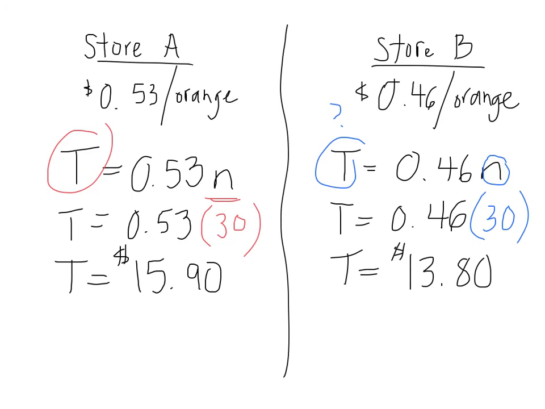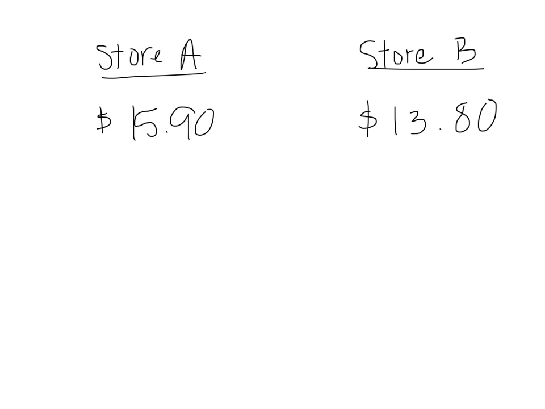This is much easier to compare now that we're using the same number of oranges. Which store ends up being cheaper? Correct, store B is cheaper. Well, the question said, by how much is it cheaper? So let's figure that out. How can we figure out the difference between these two values?